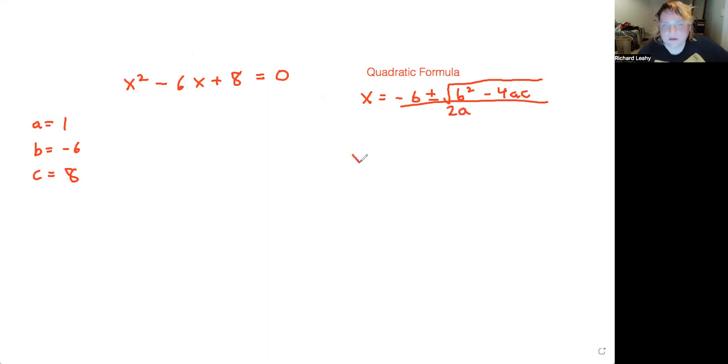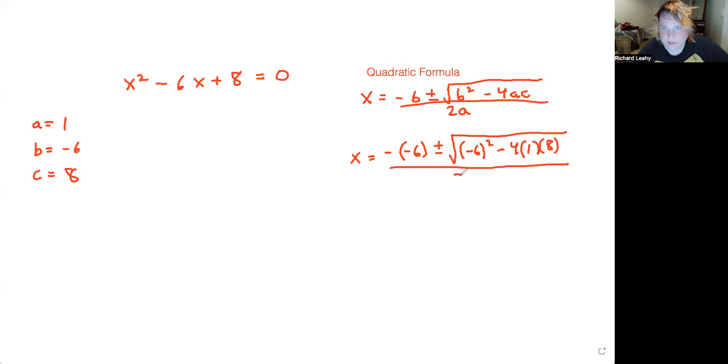So the traditional way to plug in everything is with parentheses. So something like this, so -6 plus or minus, and B again is -6. So I'm going to say -6 squared minus 4, and then these two things in parentheses, 1 and 8, all over 2 times 1. And then we go ahead and simplify that.